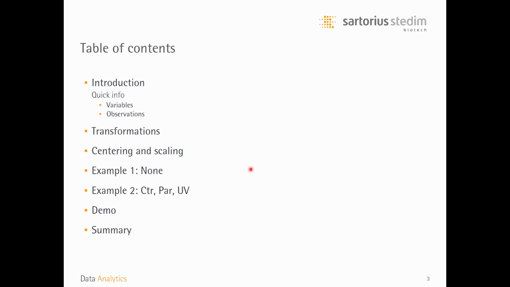We then have 2 examples. The first example is where the recommended scaling would be no pre-processing at all. And the second example is a spectral example that we will use to illustrate, contrast, and compare centering, Pareto scaling, and unit variance scaling. And it is the second example that will also be demonstrated in the demo part using the SIMCA software. And after that, there is a summary and conclusion towards the end.